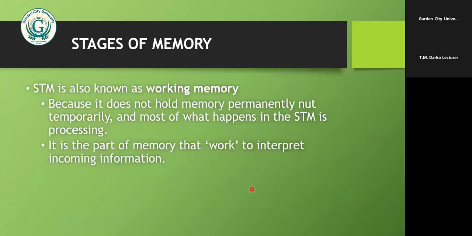Good. Short-term memory is also known as working memory. Working memory because it does not hold memory permanently, but it is temporary. And most of what happens in the short-term memory is processing. So if you receive the information in the short-term memory and you are not rehearsing, what happens is that the information will get lost. It is a part of the memory that works to interpret incoming information.